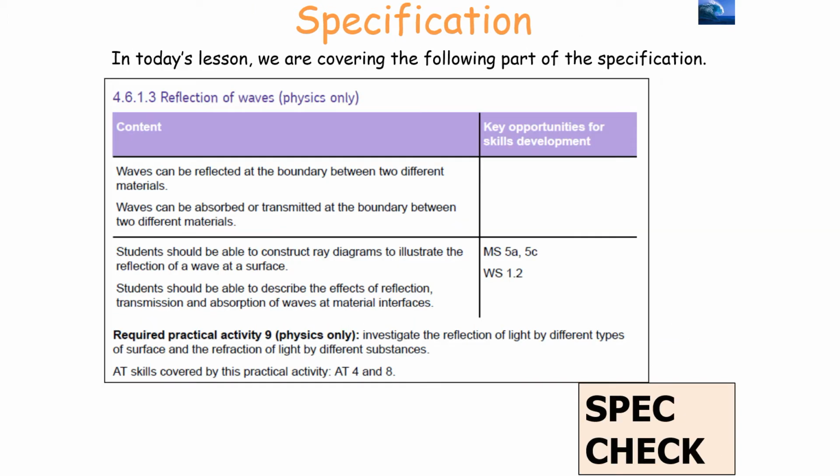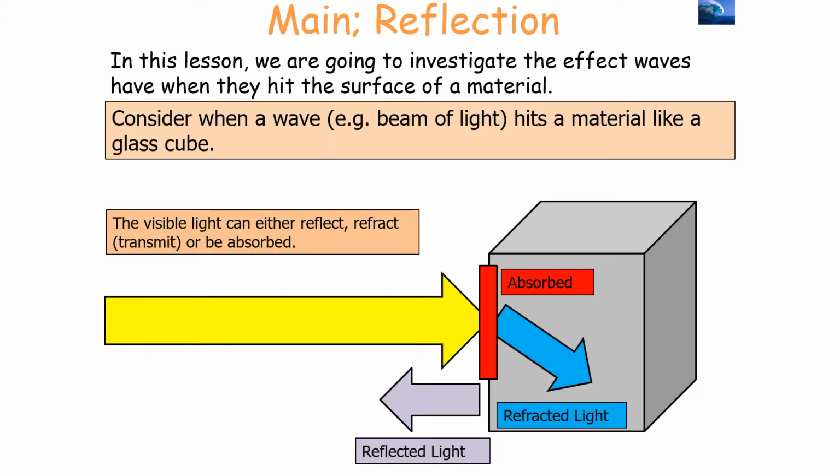falls into the following part of the AQA Separate Science Physics specification, 4.6.1.3 reflection of waves, which is a separate science of physics only, required practical and concept. So in this lesson we're going to investigate the effect waves have when they hit the surface of a material. If you consider when a wave, like a beam of light, hits a material like a glass cube, the visible light can either refract, reflect, or be absorbed.